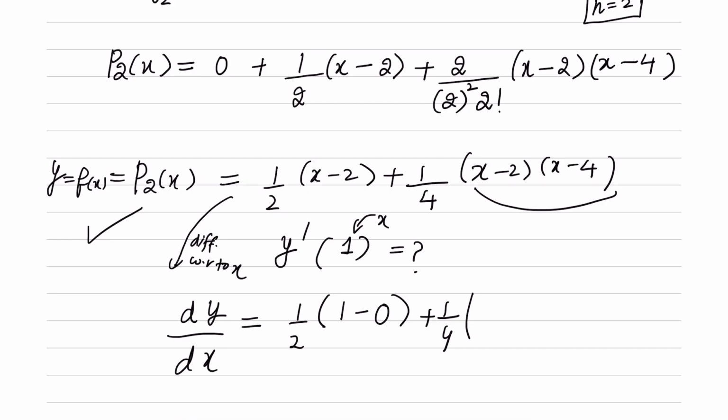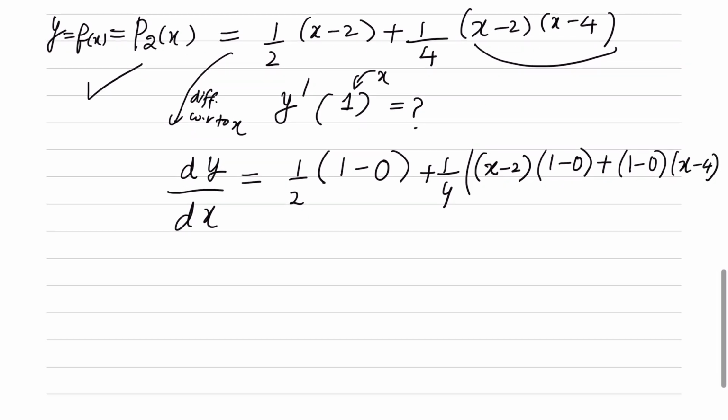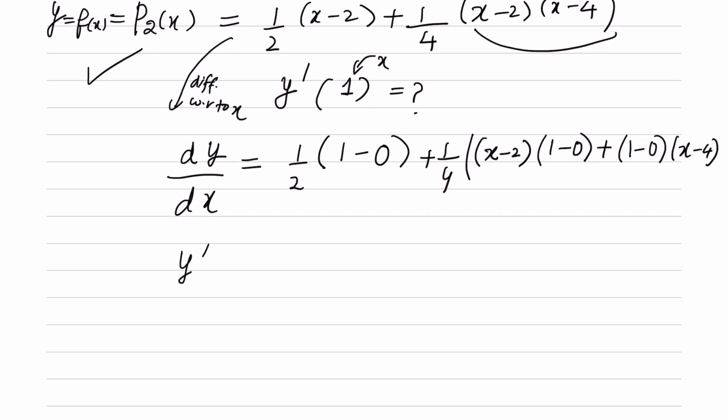But x minus 2 is being multiplied with x minus 4, so we will apply the product rule of the derivative. What does the product rule of derivative say? First term as it is. Second term derivative. Second term is x minus 4, its derivative. Derivative of x is 1 minus derivative of 4 is 0. Plus first term derivative. Derivative of x is 1 minus derivative of 2 is 0, and the second term as it is. We have calculated the derivative of y with respect to x, which is y dash.